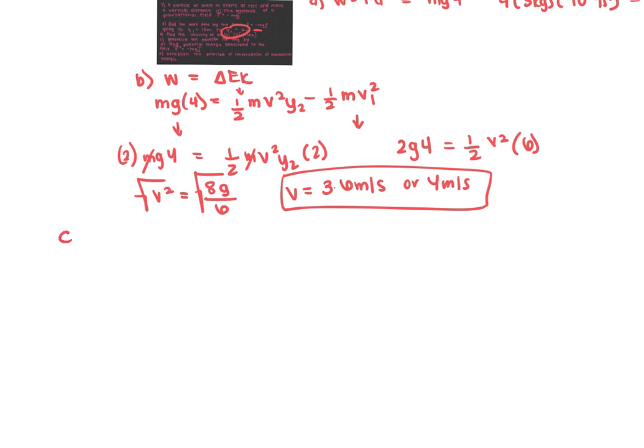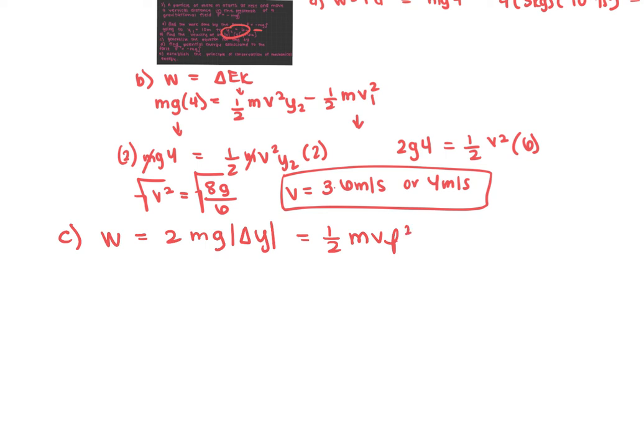Now, moving on to C. For C, we have to generalize the equation. How we would generalize the equation is using the work equals 2 times the mass and the gravity, with the absolute value of the displacement of y, equals the kinetic energy squared.